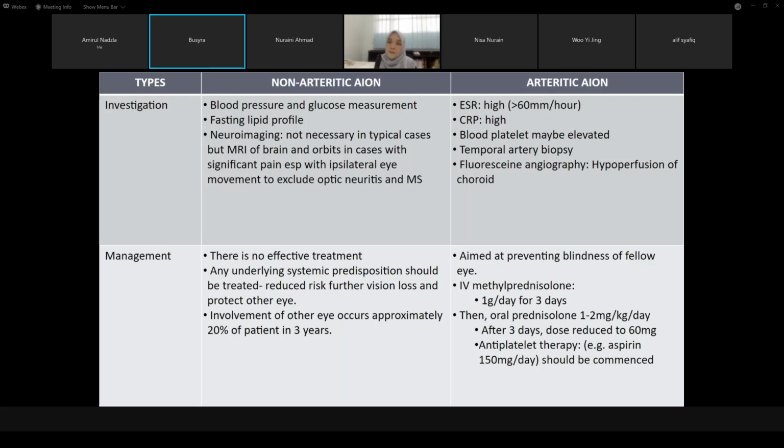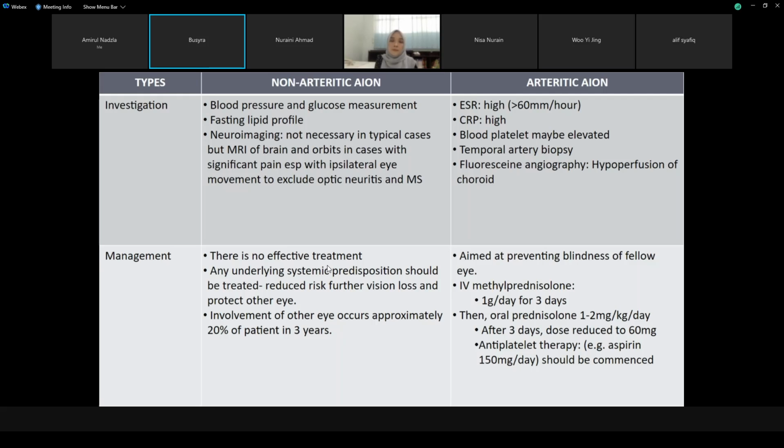For the management of the arthritic ION, the goal is to prevent blindness of the fellow eye by giving early steroid treatment. For example, give intravenous methylprednisolone, 1 gram per day for 3 days consecutively, and then give oral prednisolone at a dose of 1 to 2 milligrams per kilogram of the patient per day, and then after 3 days, the dose will be reduced to 60 milligrams. Antiplatelet therapy, such as aspirin, can also be started, as it has been shown to reduce the risk of visual loss and also stroke.